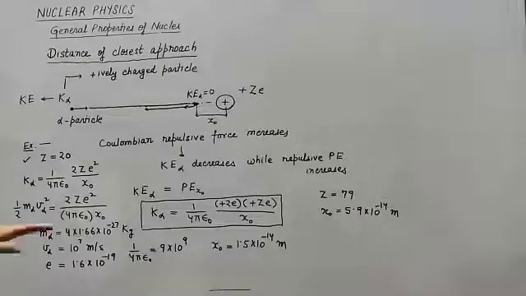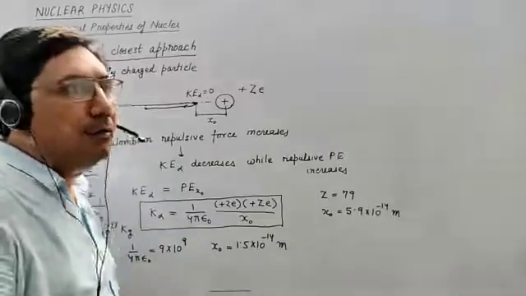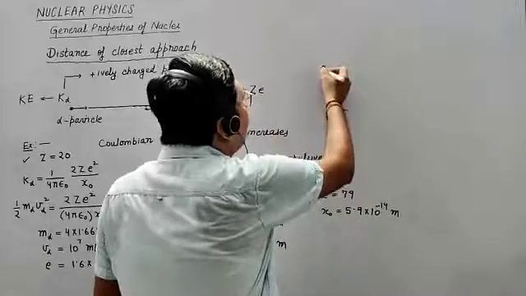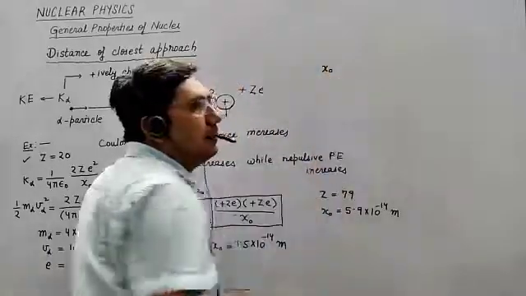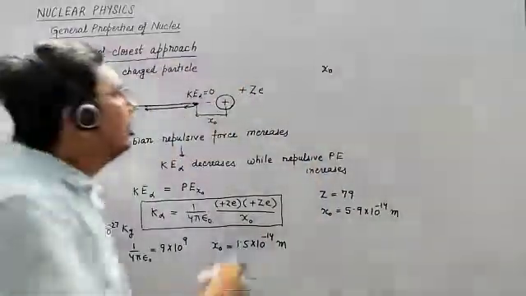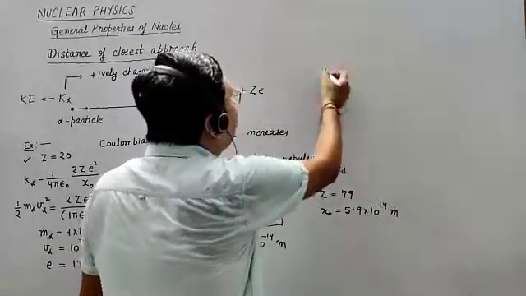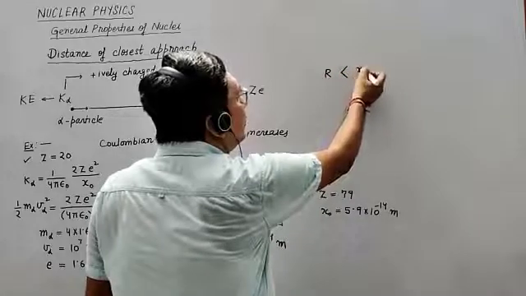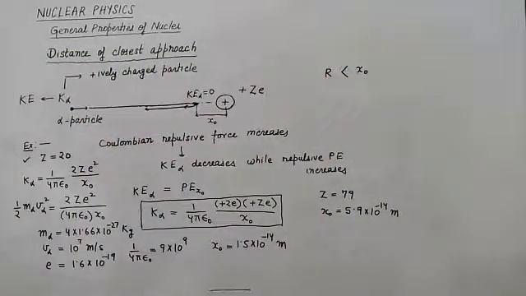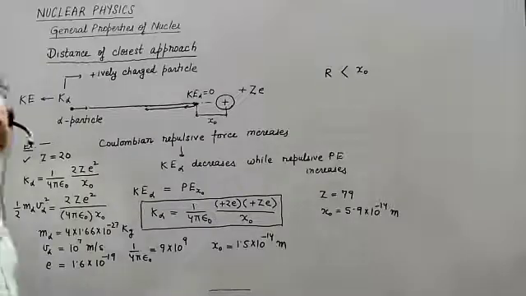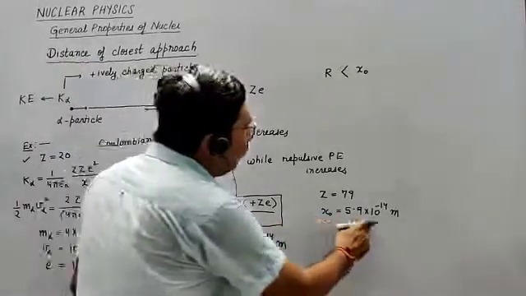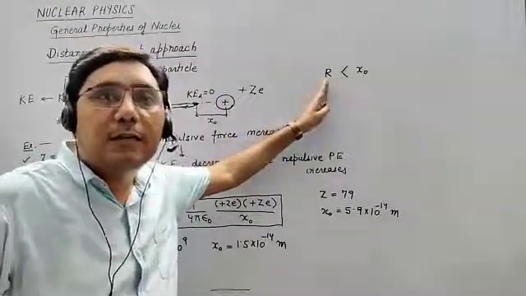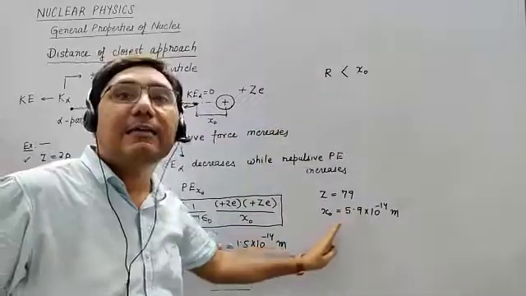So what is the importance of the distance of closest approach? Distance of closest approach tells us that the radius of the nuclei will be less than x naught. Here x naught is 5.9 into 10 to the power minus 14. It means the radius of the nuclei will be less than this.